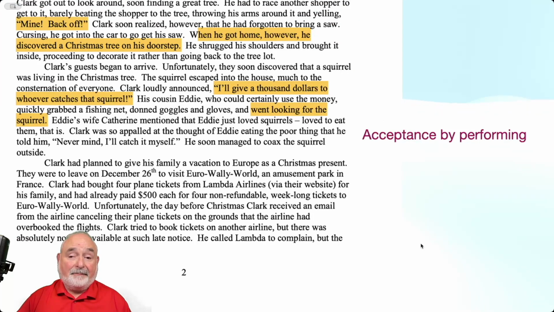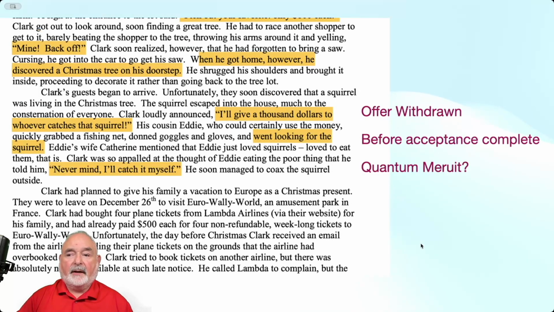Perhaps. Did he accept it by performing? He may have accepted the offer, but he hasn't performed yet. And the offer was, I'll give $1,000 to whoever catches the squirrel. Well, in order to perform, you have to catch the squirrel. So before he can catch the squirrel, Clark withdraws the offer.